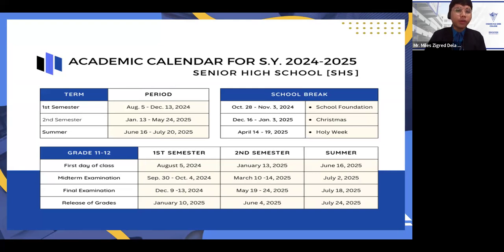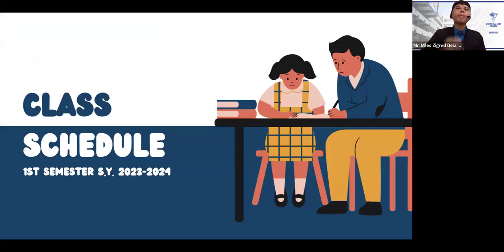And the release of grades for the first semester will be on January 10, 2025. Second semester, June 4, 2025. And for the summer term, it will be on July 24, 2025.